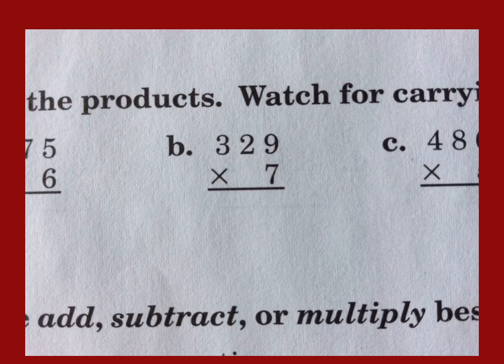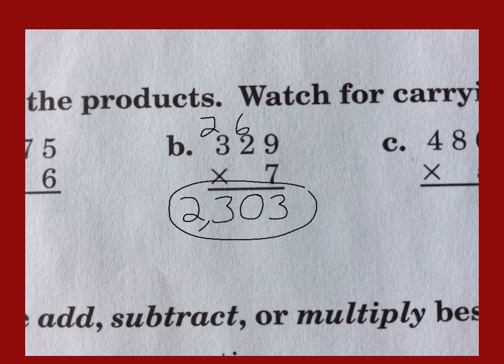B, 7 times 9 is 63. So we'll put a 3 and carry the 6. 7 times 2 is 14. Plus 6 more would give us 20. So we put a 0 and carry a 2. 7 times 3 gives us 21. Plus 2 more would be 23. Remember, you start right there and you count 3 places over. 1, 2, 3, and that's where your comma will be. 2,303.